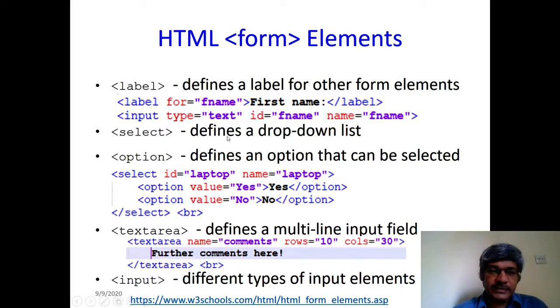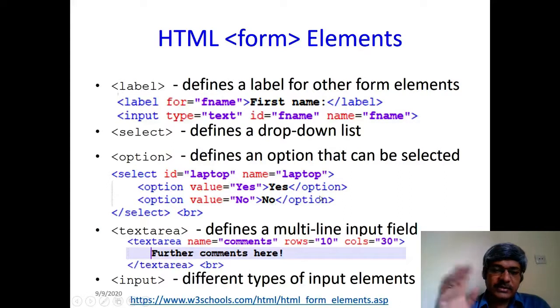Then you have the select element, which defines a drop-down list that can have multiple options. Say, for example, in the earlier example I showed, there is "Do you have a laptop?", so you need to have multiple options for that. Select will have an ID and a name, laptop, and it has an option with value yes, and the text displayed is yes. These can be different; they don't have to match exactly. Then value no, and text no.